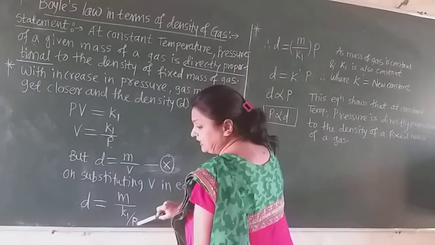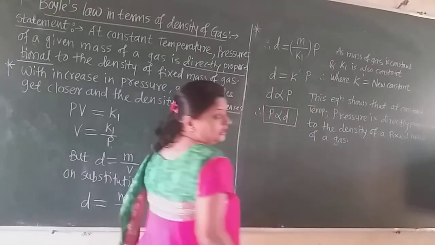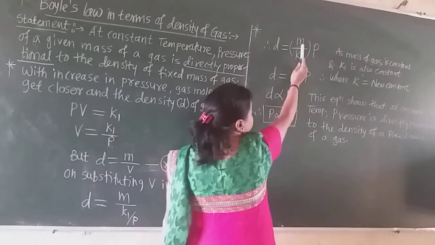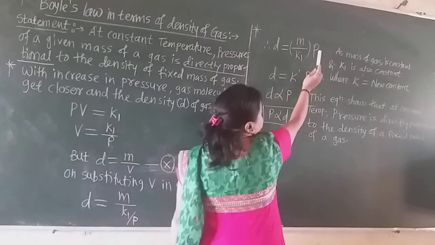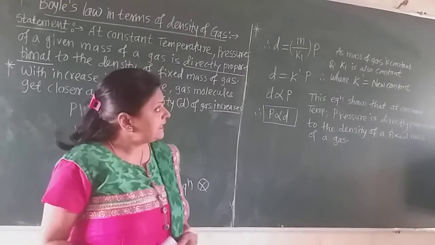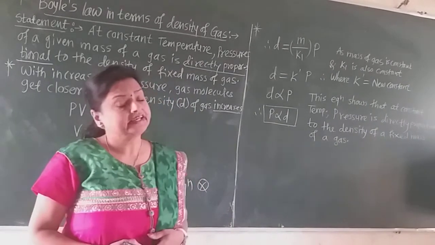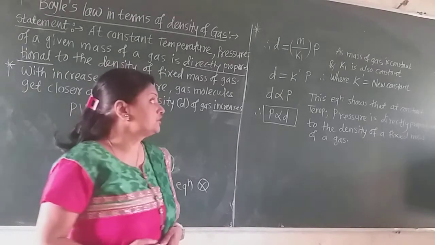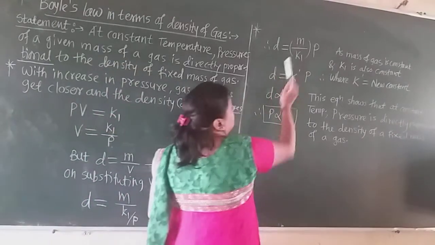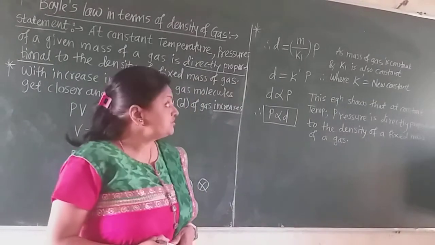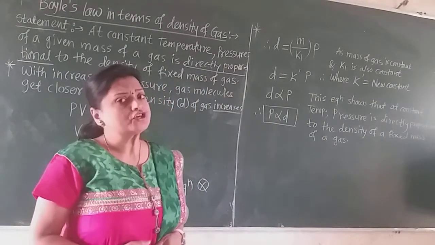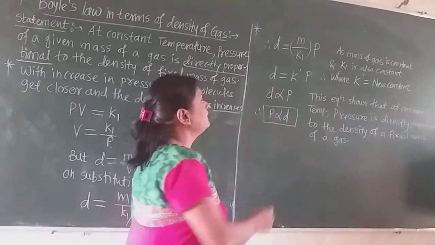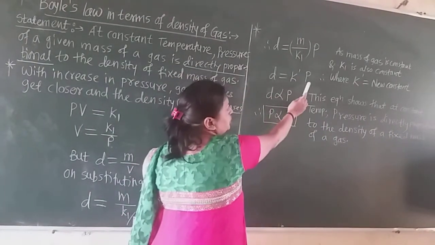Now this P is in the denominator, it goes to the numerator, and D is equal to M divided by K1 times P. Now we know that the mass of the gas is constant, that is, a fixed mass of the given gas, and K1 is also constant. So the division of M upon K1 is also constant. Suppose it is the new constant K dash, then we obtain D is equal to K dash into P.